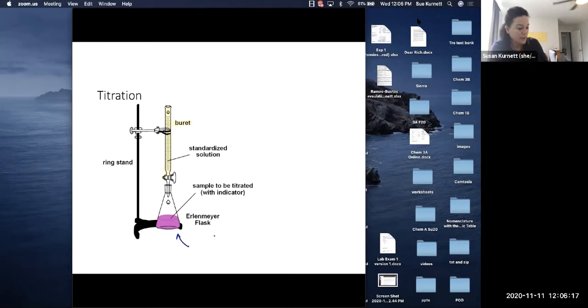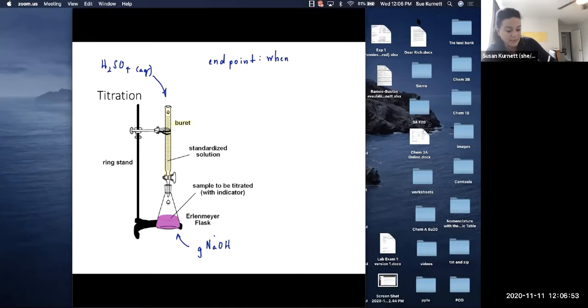So I put some grams of solid base in a flask, and I put a solution that has sulfuric acid into the burette. And I'm going to dispense acid to base until I have an equal number of moles of acid as base. So the end point is when I stop adding from the burette. The end point is when I stop adding.